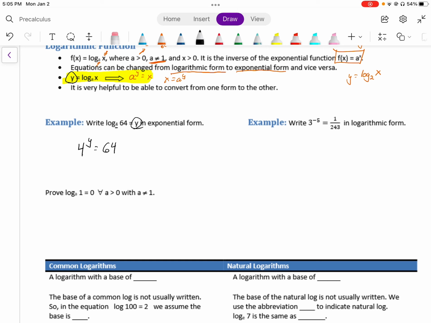Next one, we have exponential form and we want to convert to log form. So the base of the logarithm is the base of the exponent, and we can say that vice versa. The base of the exponent, 3, is the base of the logarithm, so log base 3 of the part that's on the other side, 1 over 243, equals -5.